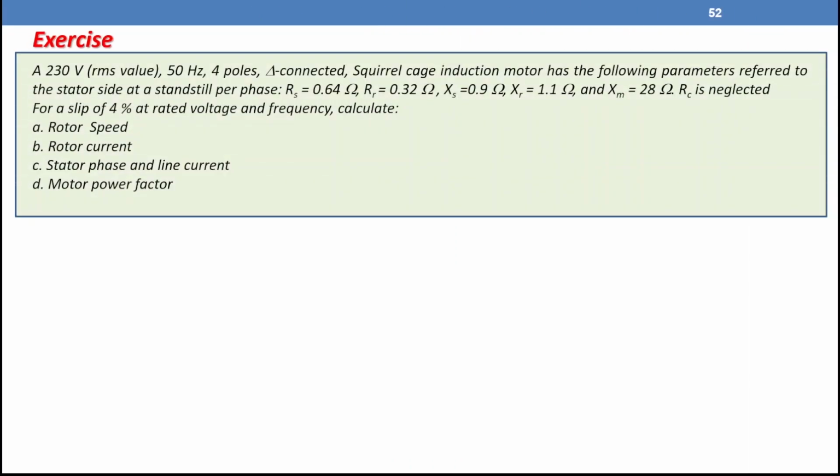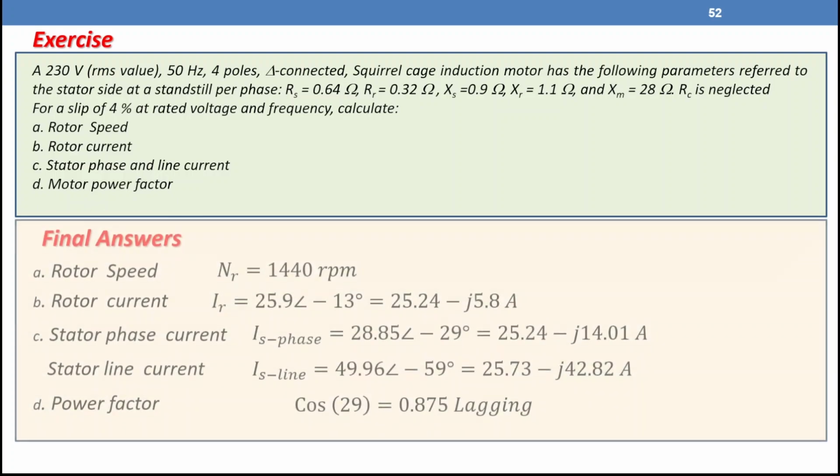We have a 230 volt RMS value, 50 hertz, 4 poles, delta connected squirrel cage induction motor that has the same parameters we had in the previous example. So also we have XM, and R core is neglected. So definitely we are going to use the first approximate equivalent circuit. But the slip now is 4% at rated voltage and frequency. So we need to calculate the rotor speed, rotor current, and stator phase and line current, because we are delta connected. And we need the motor power factor. So once you solve the problem, we can check your answers with the final answers.